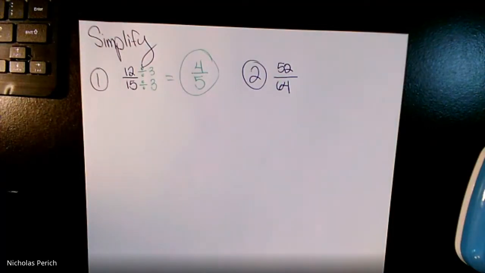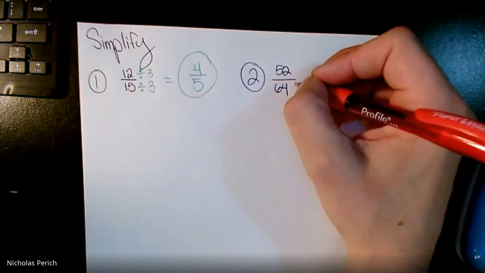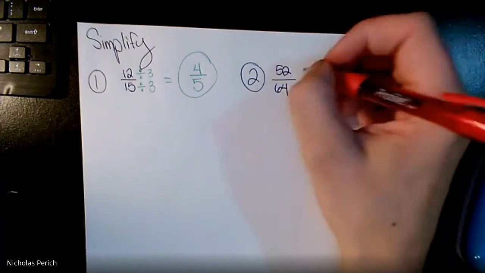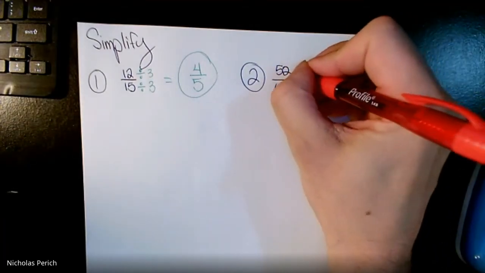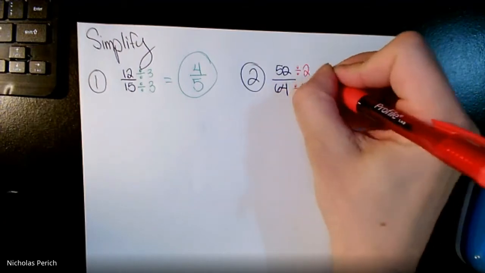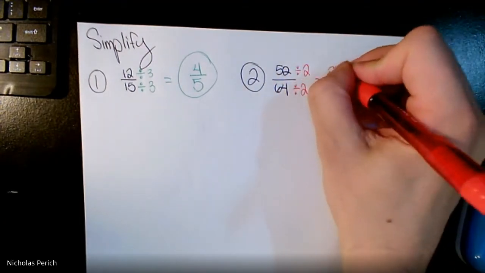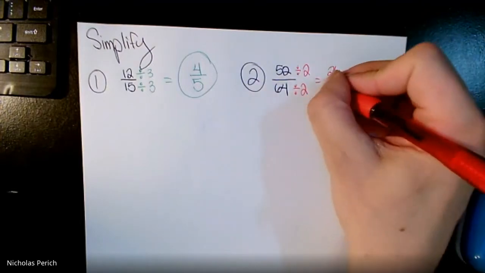At the very least, I know I can divide the numerator and the denominator by 2. How do I know that? Well, they're both even. So I'm going to divide the top by 2 and the bottom by 2. When I do that, I get 52 divided by 2 is 26, and 64 divided by 2 is 32.